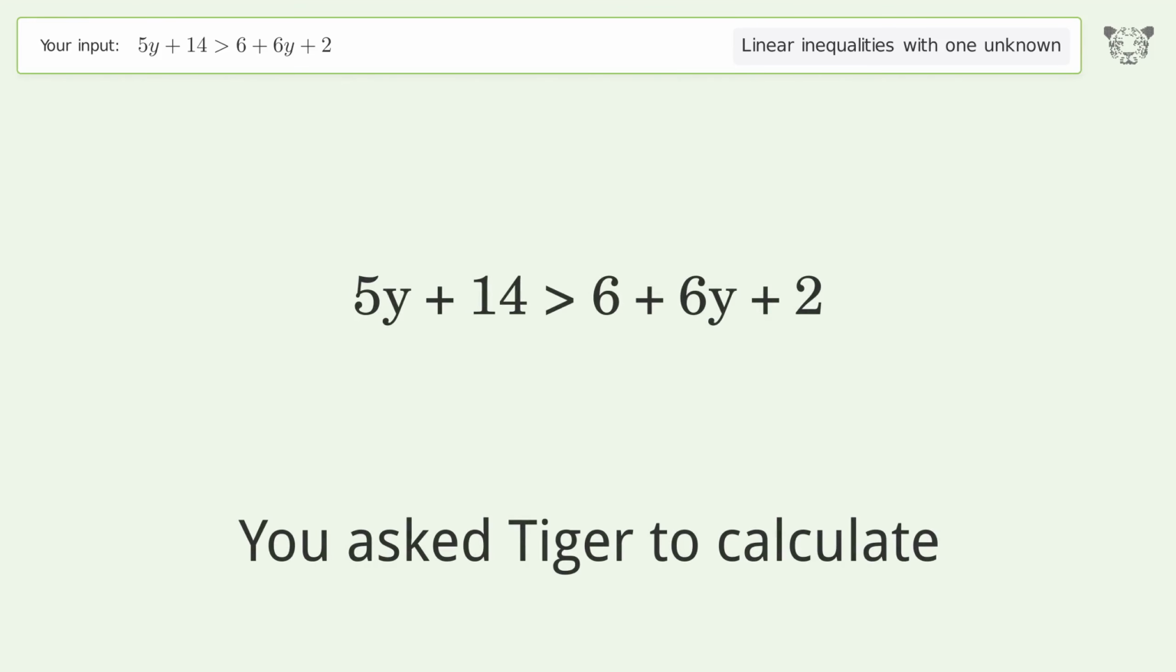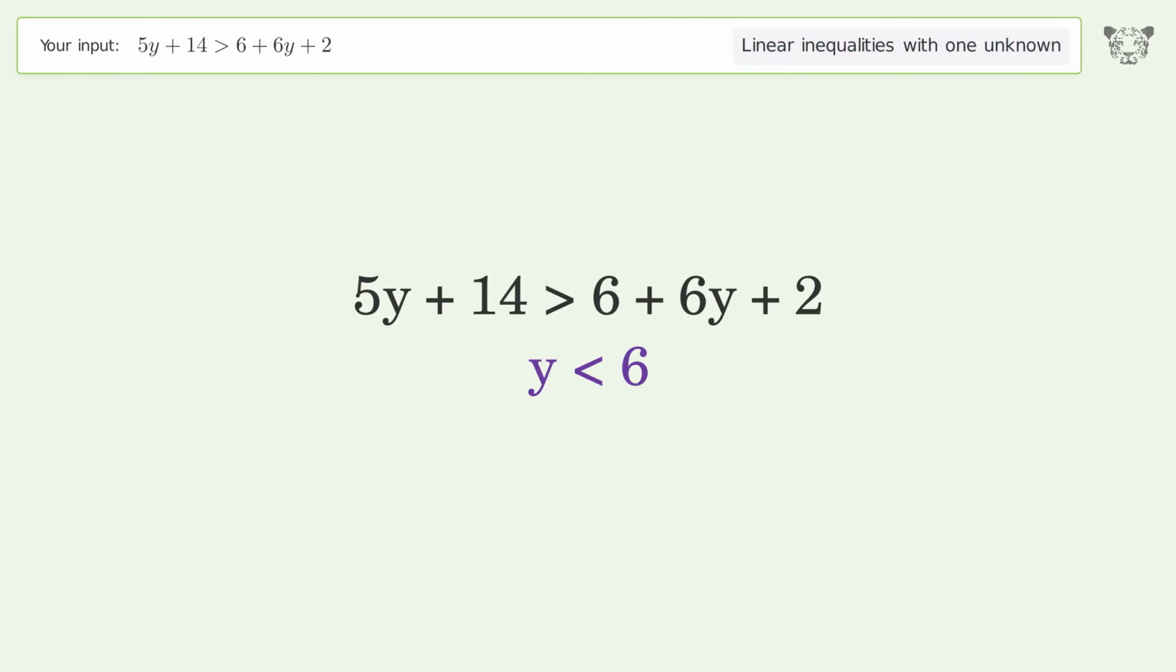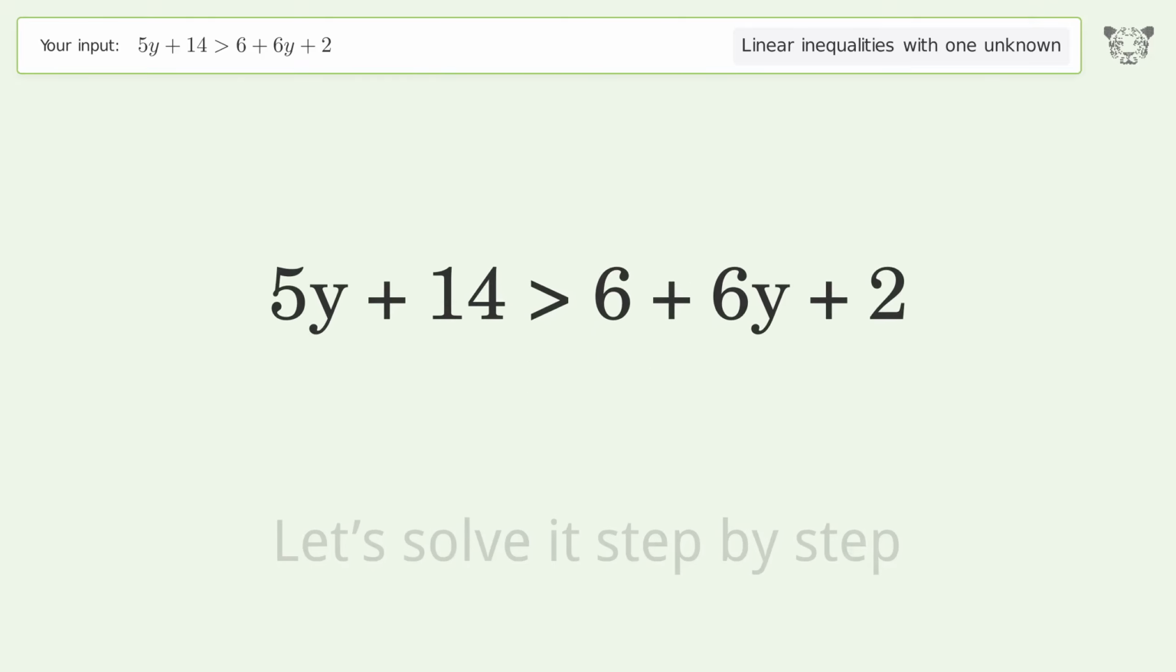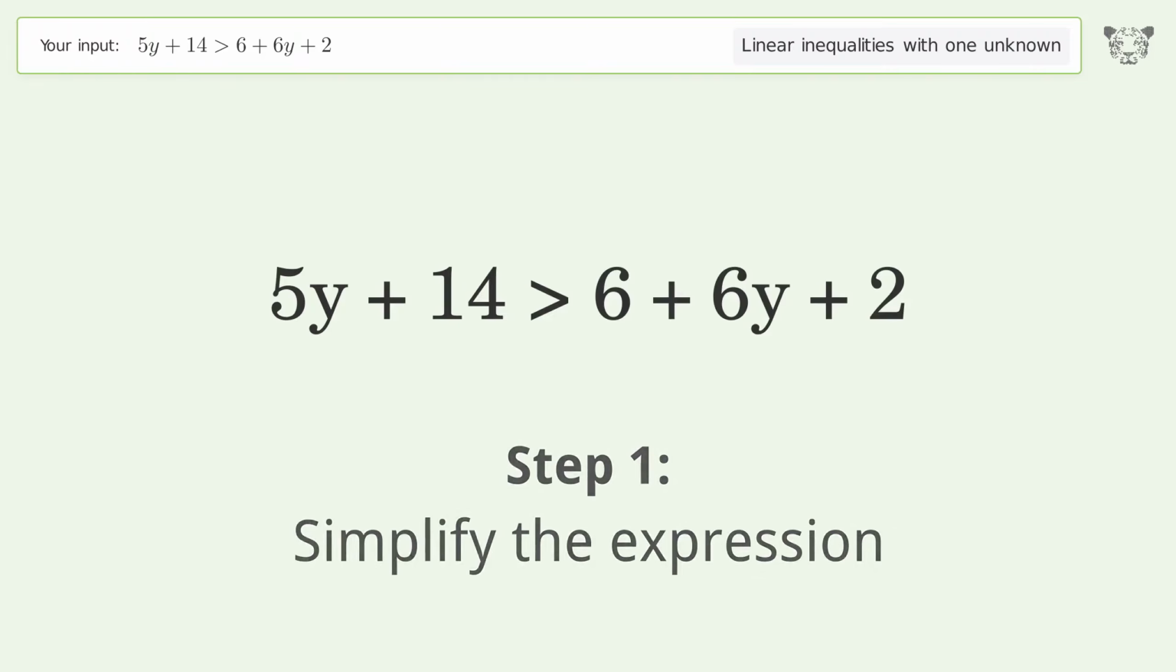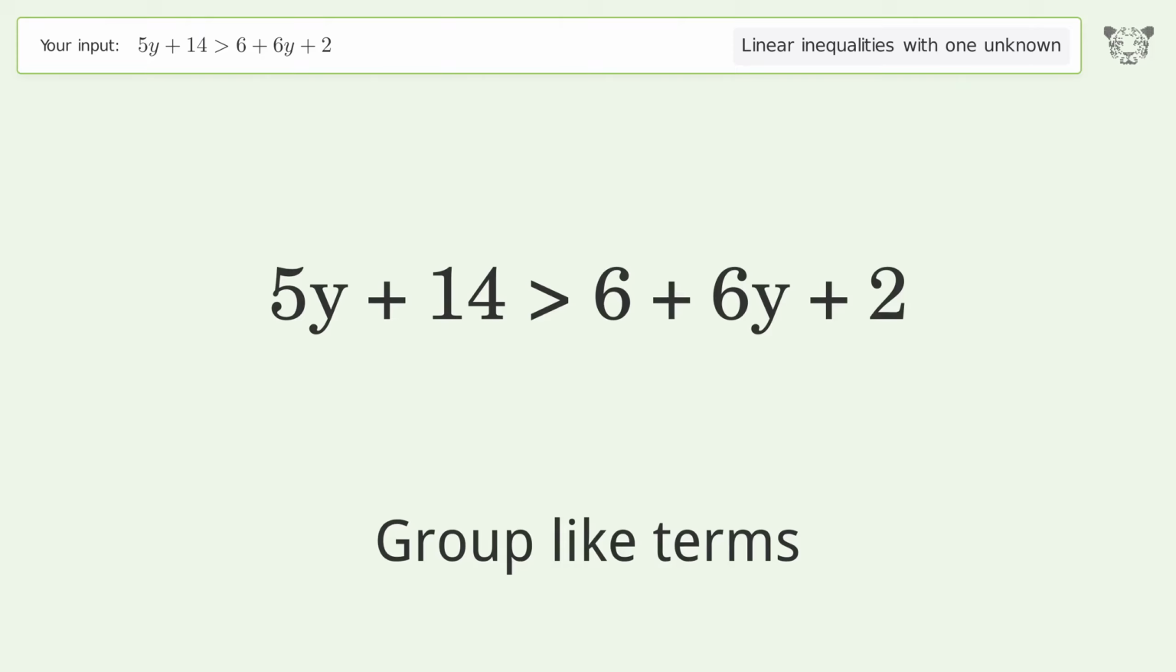You ask Tiger to calculate. This deals with linear inequalities with one unknown. The final result is y smaller than 6. Let's solve it step by step. Simplify the expression. Group like terms.